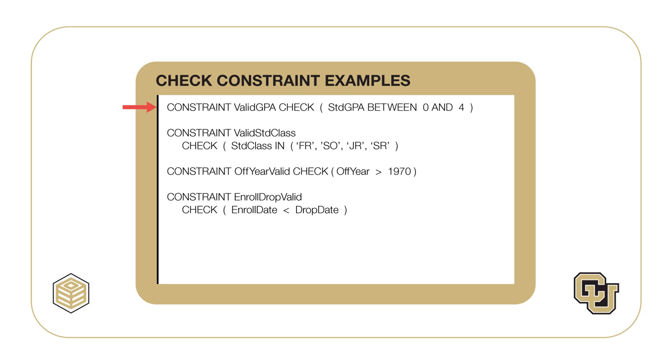The first check constraint involves a between operator, indicating that the std_gpa column must be between the values 0 and 4 inclusive. The second example uses the in operator, indicating that the student class column must be one of the 4 specified values. The last constraint shows a condition involving 2 columns. Both columns must come from the table defined in the create table statement. SQL compilers will not permit check constraints that involve columns from a table different than the table defined by the create table statement.